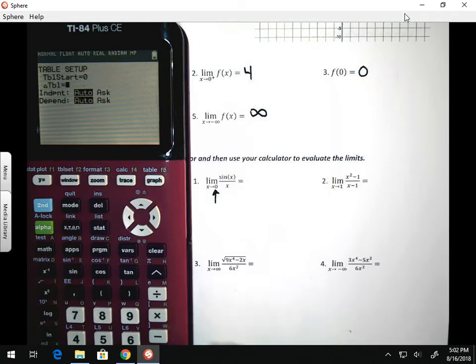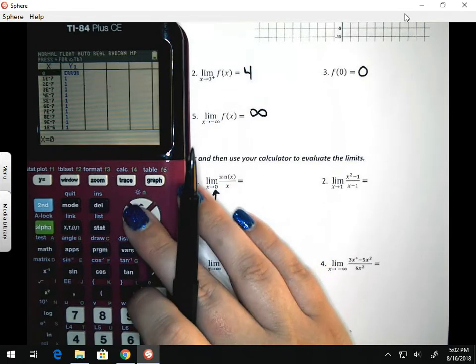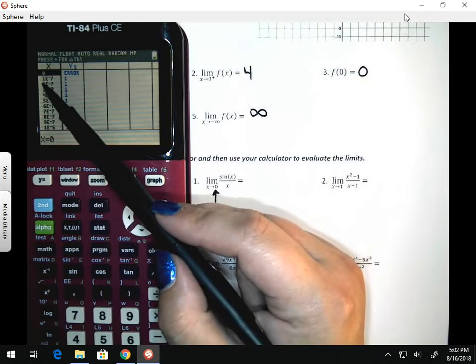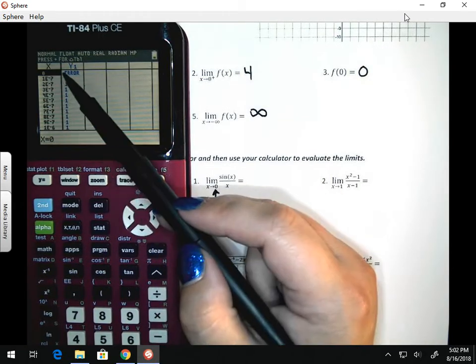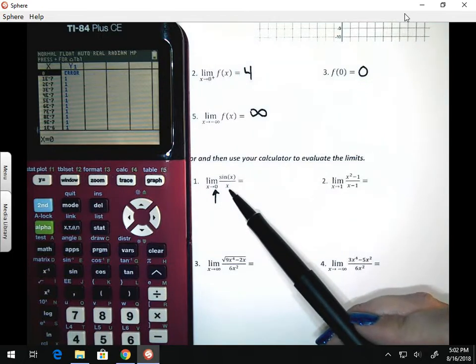So we're actually just going to make it like 0.0000, put a bunch of zeros in there for me, and then put a 1. Okay? Now we're going to actually look at the table. So hit second graph. And the first thing we notice is that if we plug in 0, we get an error. And that makes sense. We already know that. If we were to put a 0 here, that would be a big problem.